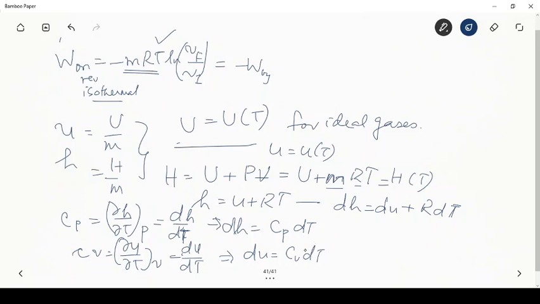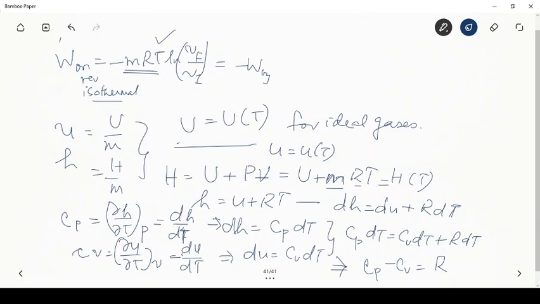Okay, so if I substitute from these two into this expression, I get Cp dT is equal to Cv dT plus R dT. So if I cancel out the dT throughout, I get Cp minus Cv is equal to R, the gas constant. So this is one relationship. The difference between the specific heat at constant pressure and specific heat at constant volume is equal to the gas constant of the particular gas, which is given as R. So this is one relationship.